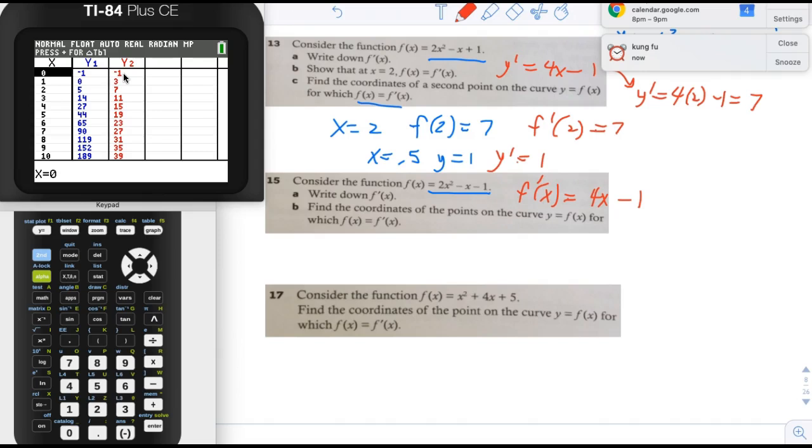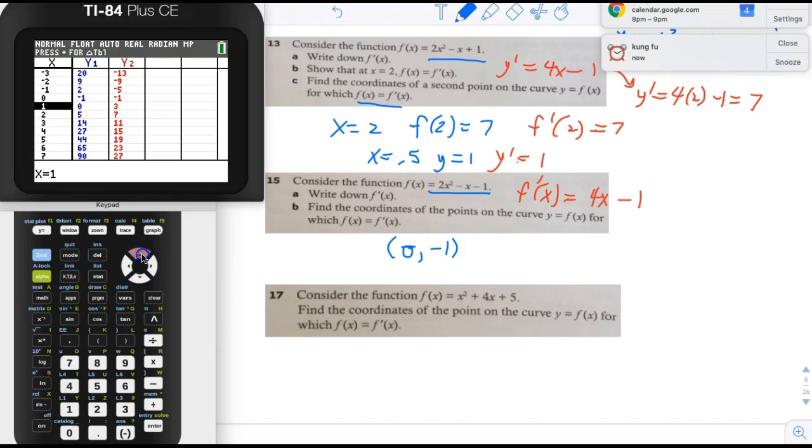Find the coordinates of the points on the curve. So this is one of the points on the curve. So let's write that point on the curve. So one of the points is 0, -1. Okay, 0, -1. And then we're looking for one other point where the blue and the red are equal to each other. Okay, and I don't see any right now.